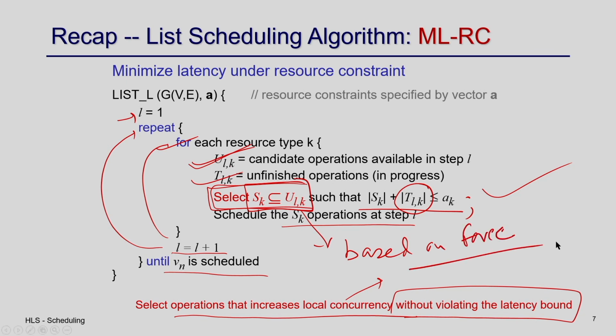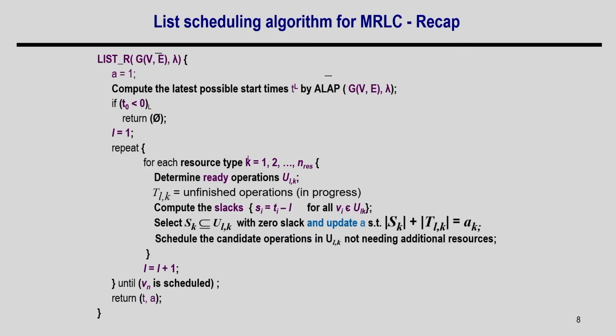And this is what I have already discussed in the previous class also, that this algorithm is very generic and your selection criteria can be different, and based on the different selection criteria you can have different algorithms. Once you select this subset of operations from the ready list based on the force, this becomes force directed scheduling for minimization of latency under the resource constraint. So, I hope this is understood. I am not going into detail because it is well understood now. Okay. So, now let us move to the other algorithm, the MRLC.